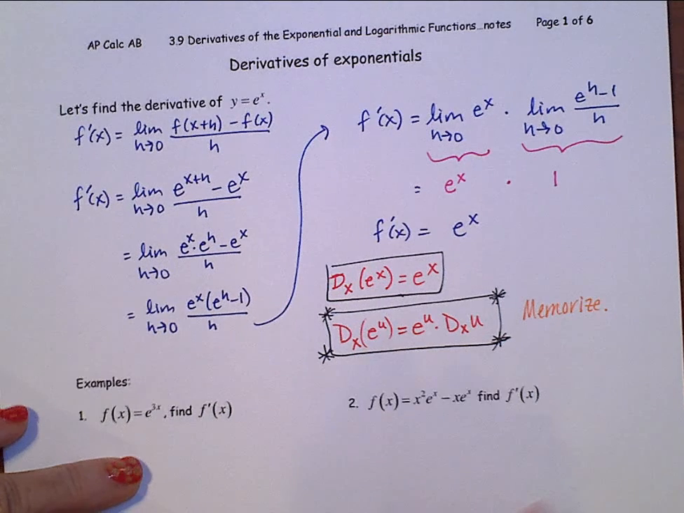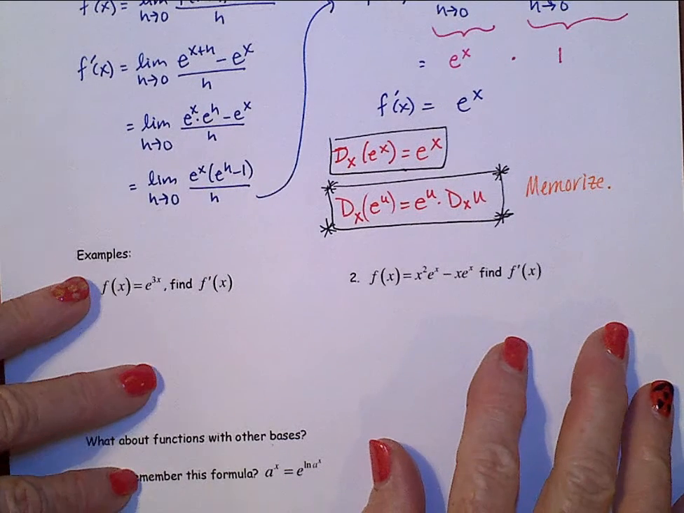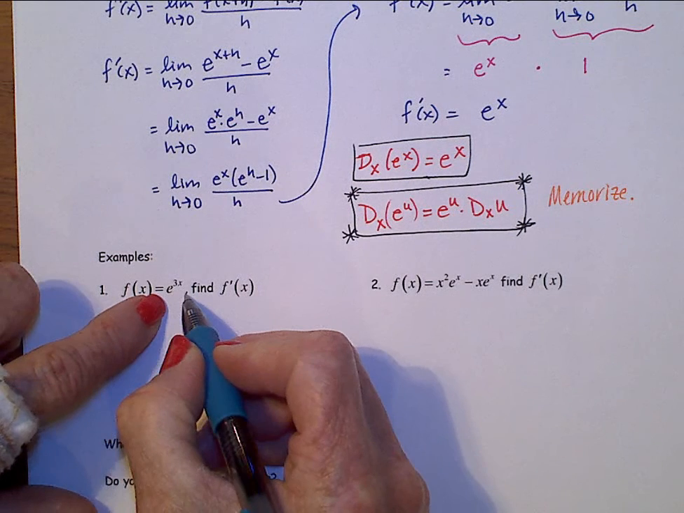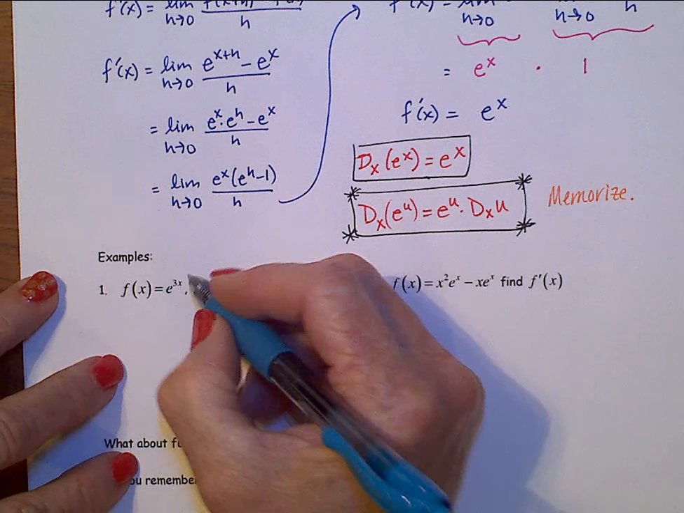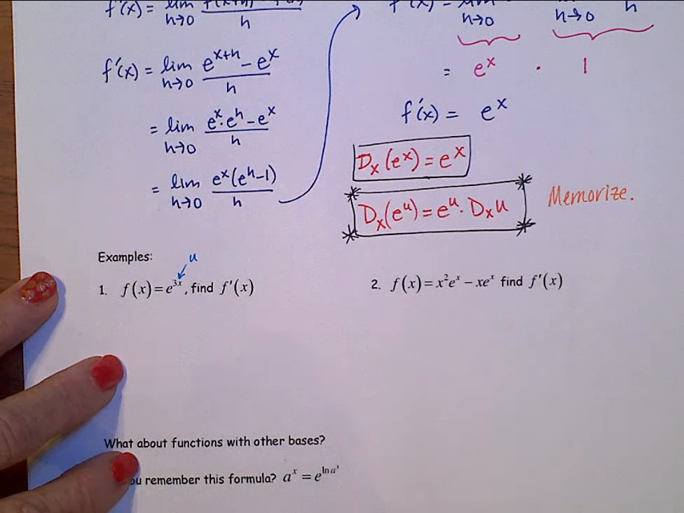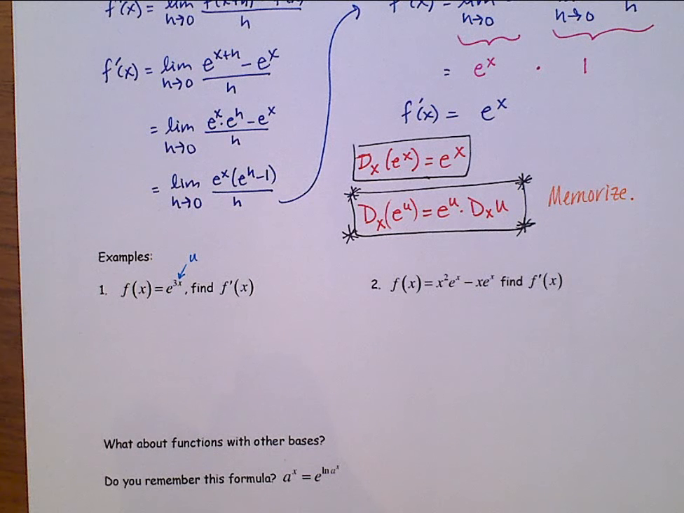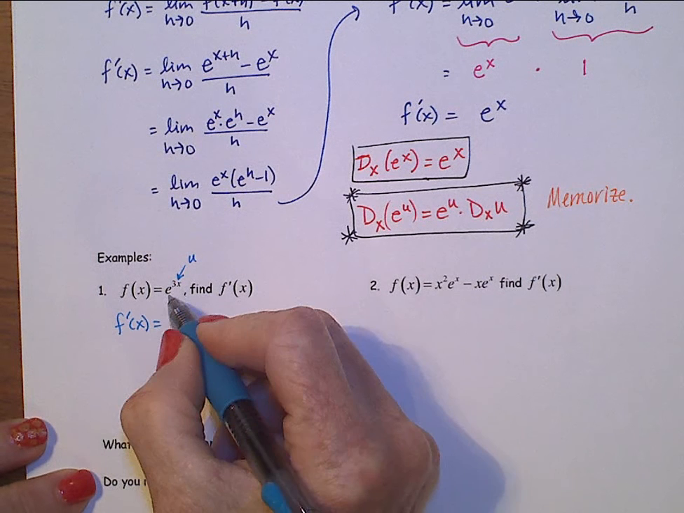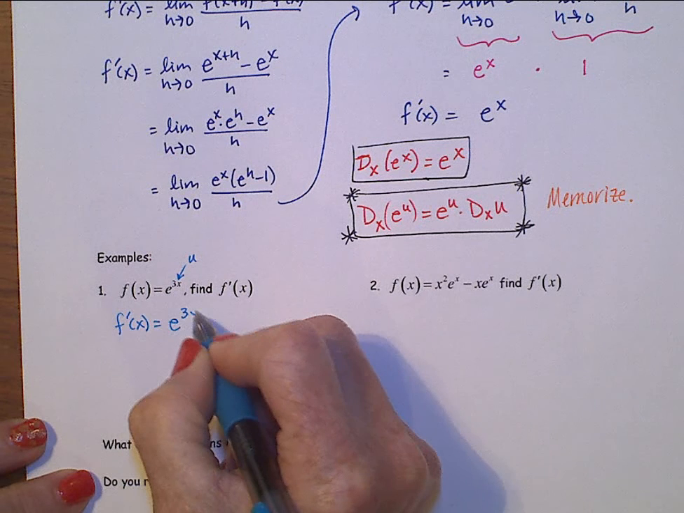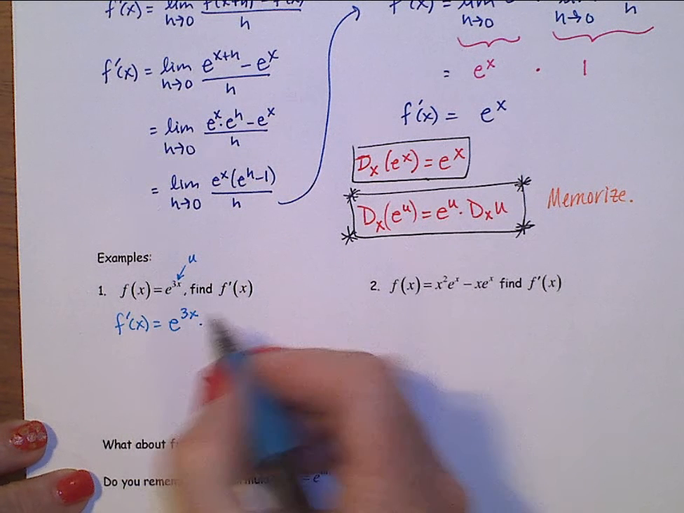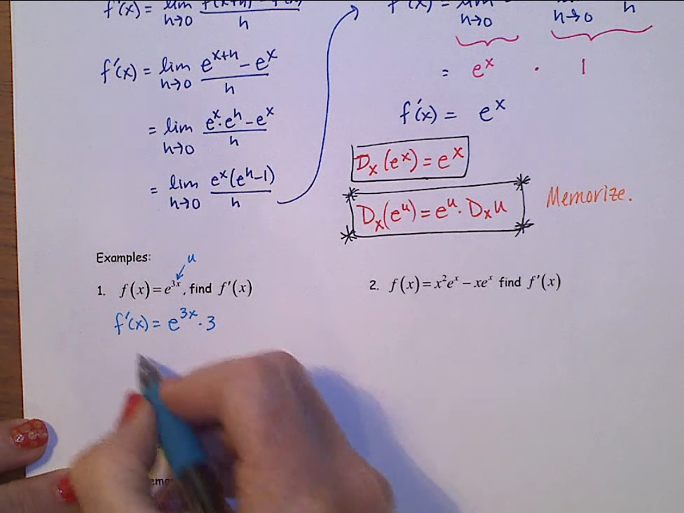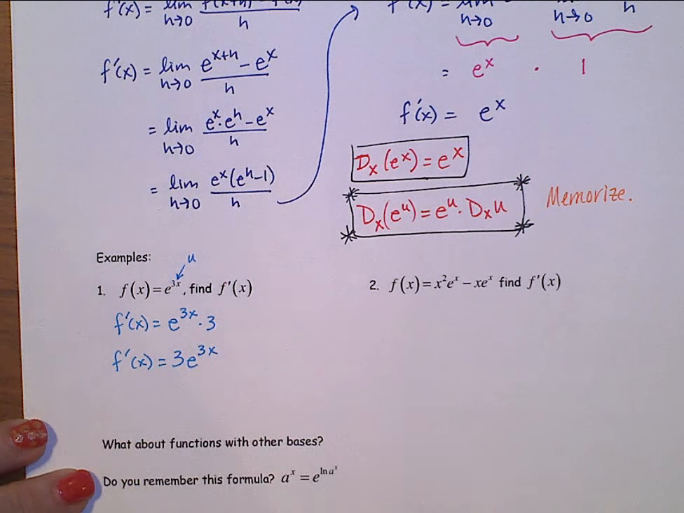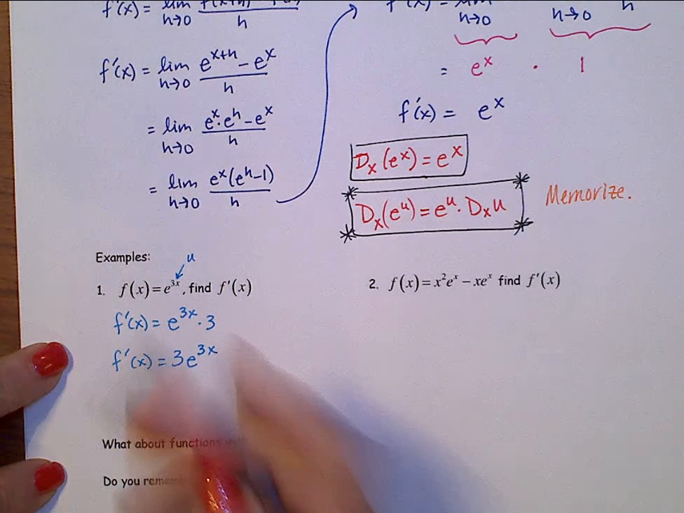All right, let's do a couple of problems to apply that new derivative rule. If we have f of x equals e to the 3x, I want you to find f prime of x. This 3x is the u. When we find the derivative, f prime, that's e to the u, so e to the 3x times the derivative of the u, which is just 3. And then rewriting that so this looks nice, we have 3e to the 3x. That's it. That's the derivative.